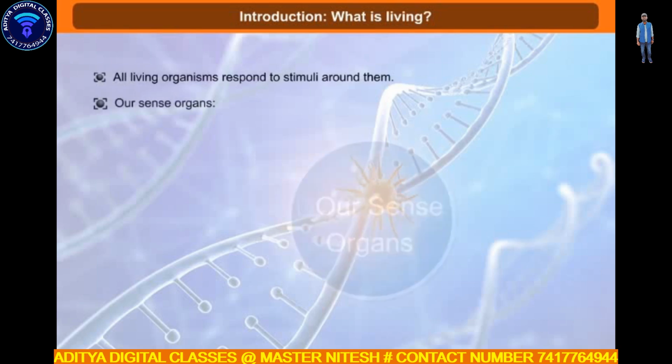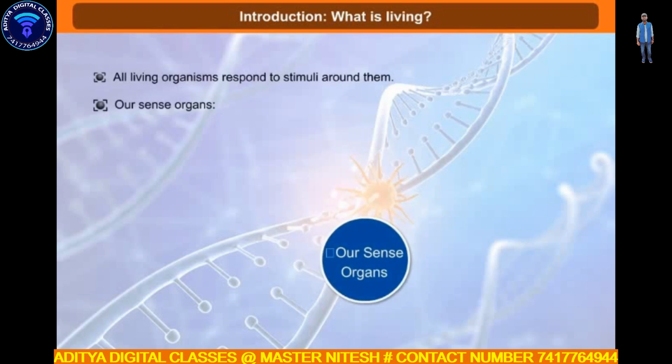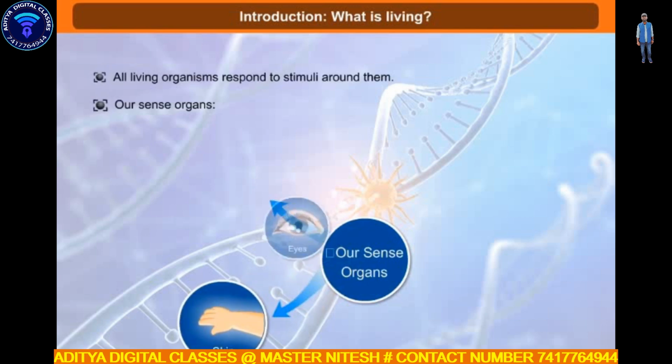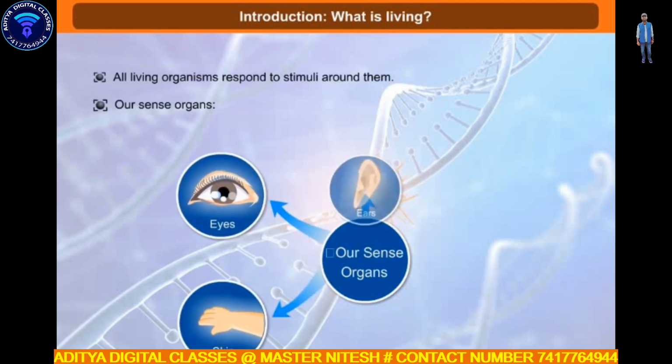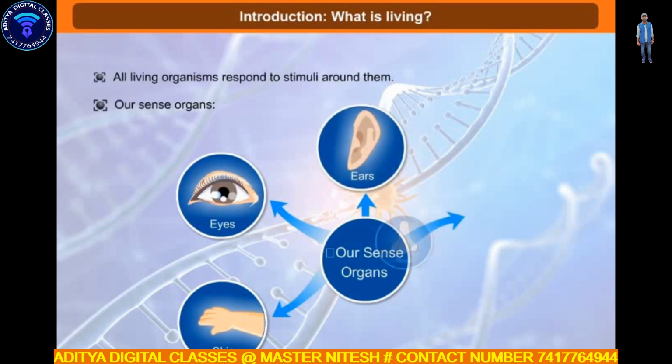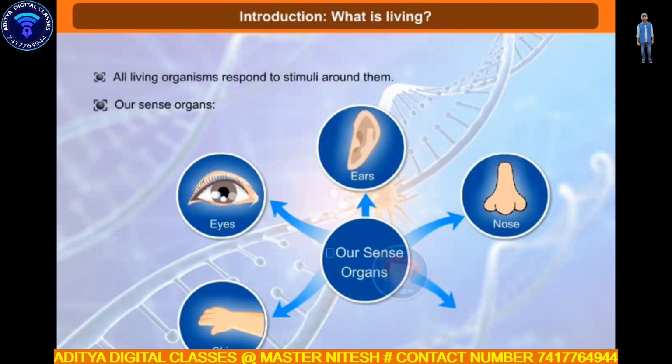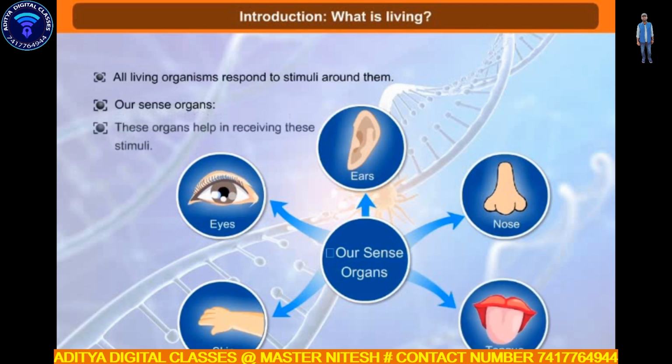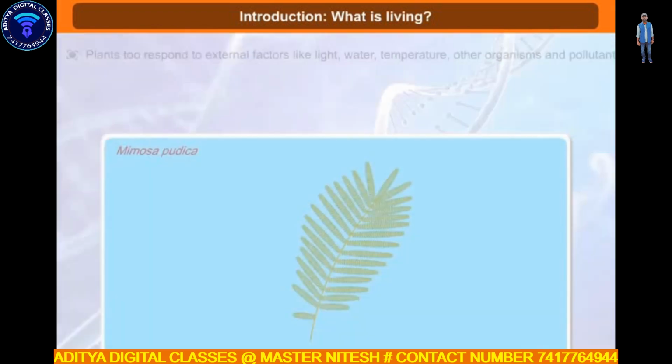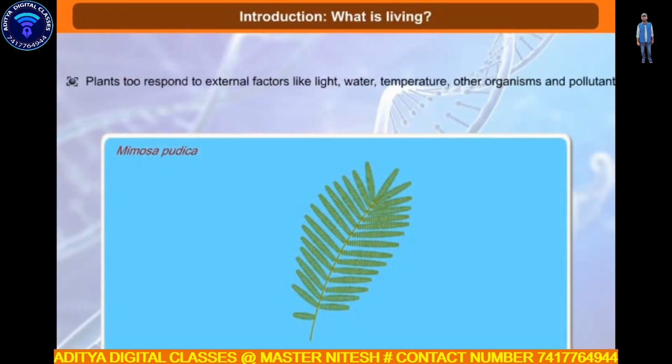Our sense organs: skin, eyes, ears, nose, tongue. These organs help in receiving these stimuli. Plants too respond to external factors like light, water, temperature, other organisms and pollutants.